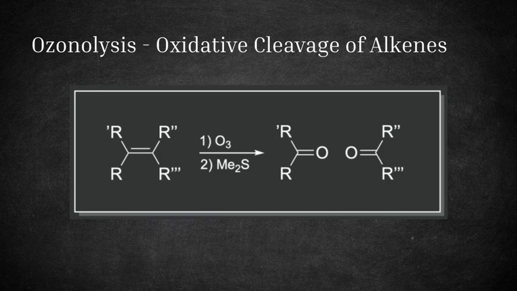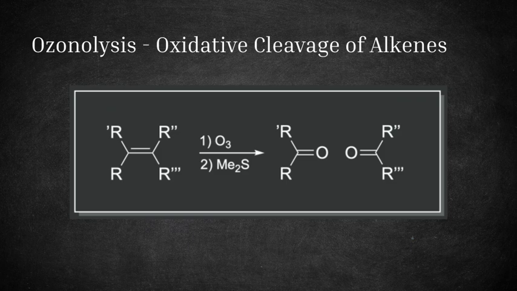In the second step, the ozonide is reduced using reagents such as hydrogen gas, H2, with a platinum catalyst, zinc, Zn, with acetic acid, or dimethyl sulfide, DMS. This reduction step breaks the ozonide into two carbonyl compounds, aldehydes or ketones, corresponding to the two carbons originally part of the double bond. This two-step process allows for the controlled cleavage of alkenes into their oxidized fragments, which can be valuable for structural determination or synthetic applications.